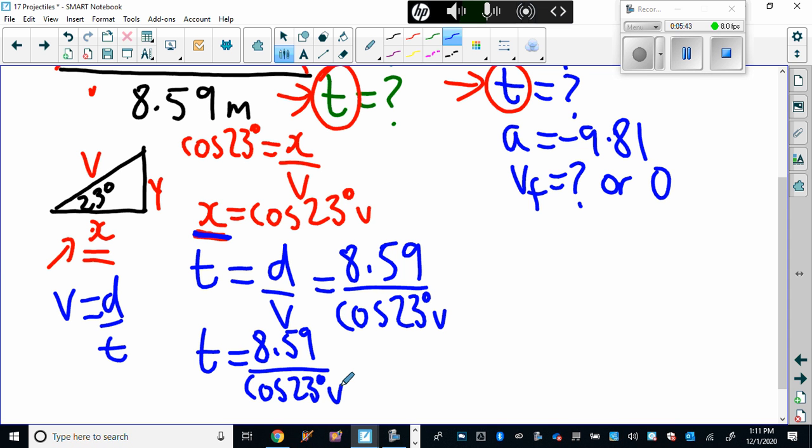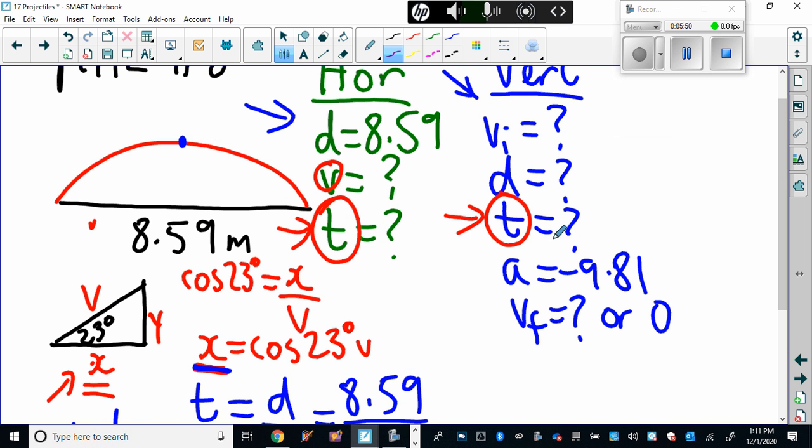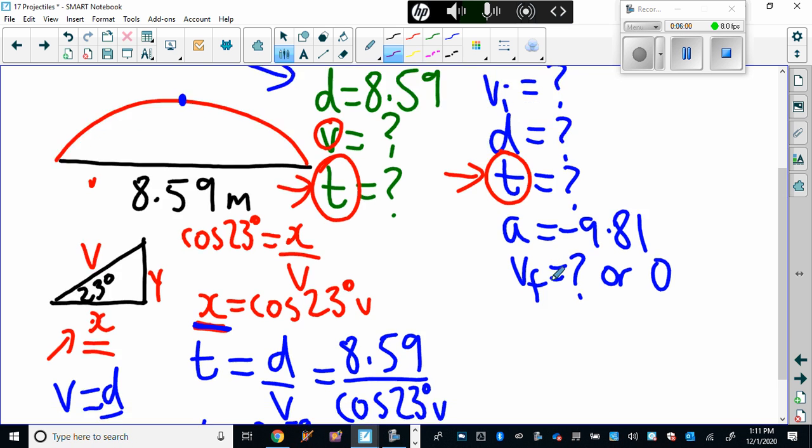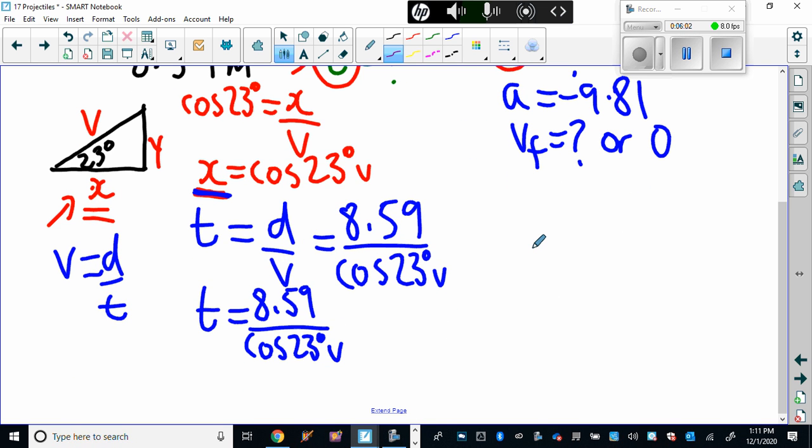There's two unknowns. Let's go to the vertical component. What can we write? Which equation can we write that relates some of the vertical elements? And you could do it in many ways, but the easiest way to do it is just to use our standard acceleration formula.